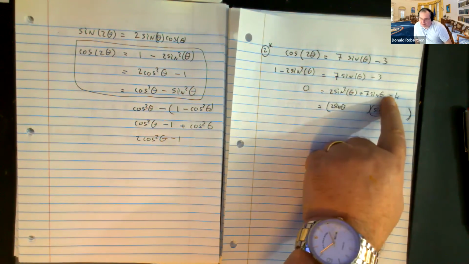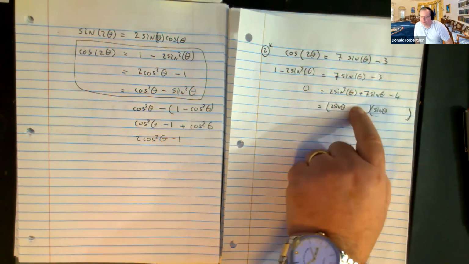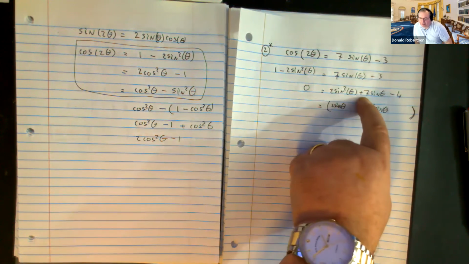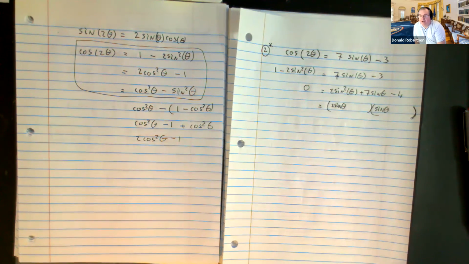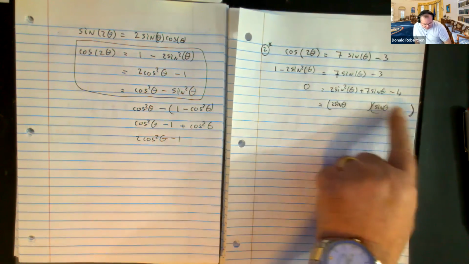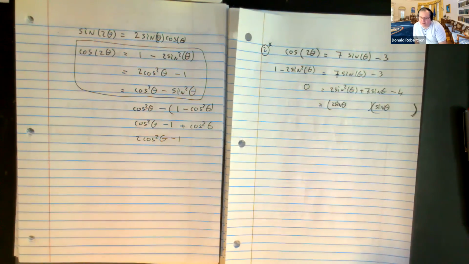Since this is the number -4, aren't I going to have combinations like +2 and -2 or +4 and -1, right? But only one of those combinations is actually going to generate a +7 sine theta in the middle. Any takers for that one? What version of -4 here and here is going to generate a +7 sine theta when you FOIL it all back out?